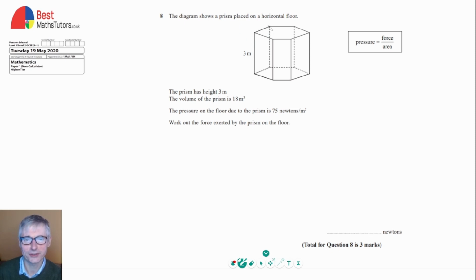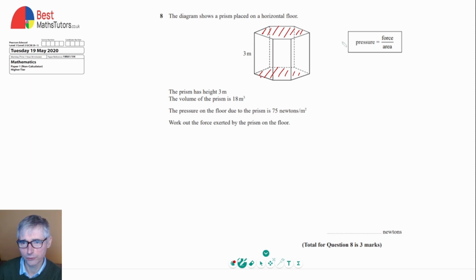And the reason it's a prism is because the cross-sectional area, which is this bit, is the same all the way through it. So if I took a slice of it at any point, I'd still get that same cross-sectional shape, and we can see the same there at the base, which is in contact with the ground.